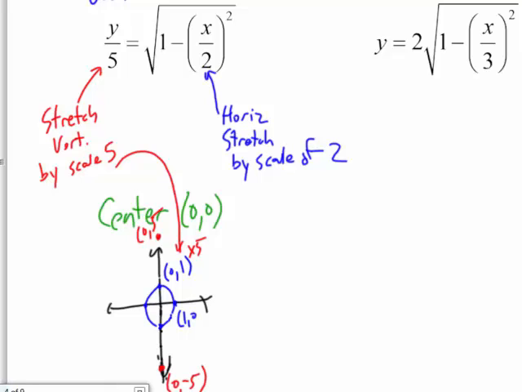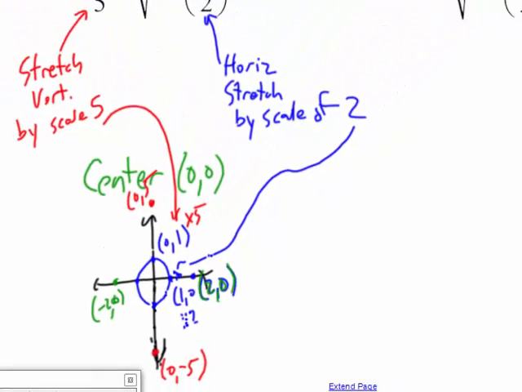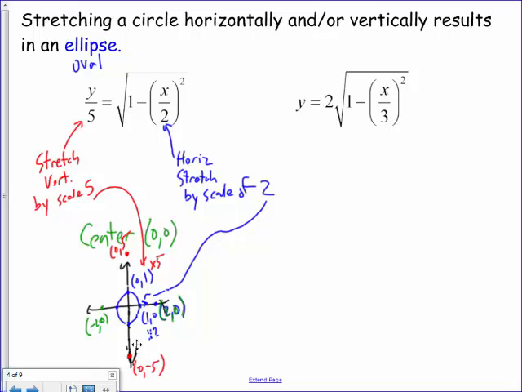Same thing with the horizontal. It looks like we got a scale of 2, so I just multiply the x by 2. So 1 times 2, I get 2, 0. And negative 2, 0. I'm going to do that in green so we can see it better. And I can check that. Let's go ahead and graph just to be safe here.